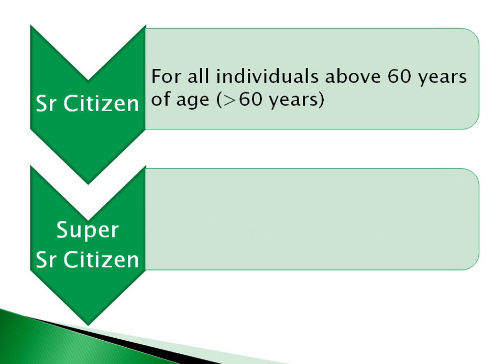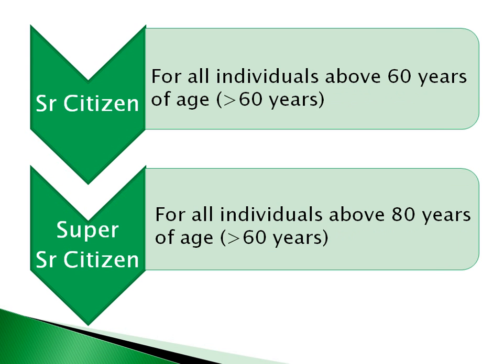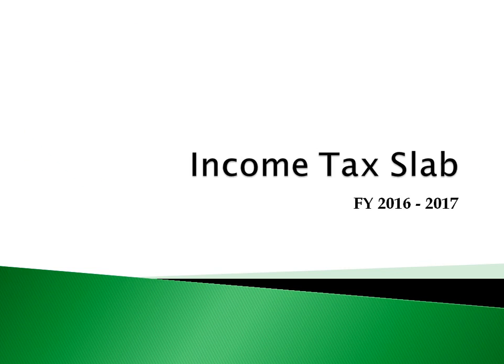All individuals whose age is above 60 years are tagged as senior citizens. All taxpayers whose age is above 80 years are tagged as super senior citizens. The income tax slab for all these four categories will vary from one another due to the age factor.